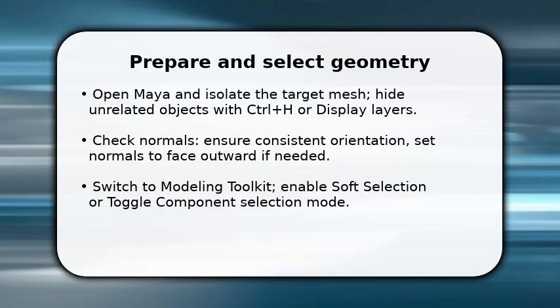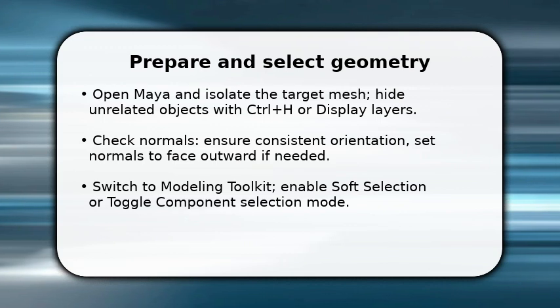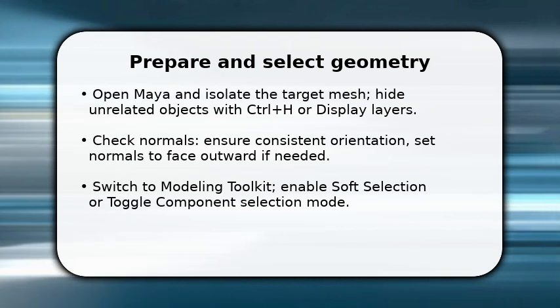You start by focusing only on the geometry you will edit. First, isolate the mesh and hide distractions so selection is precise. Then inspect normals because removal behaves differently when faces are inverted. Correct normals to face outward to avoid holes or shading errors.